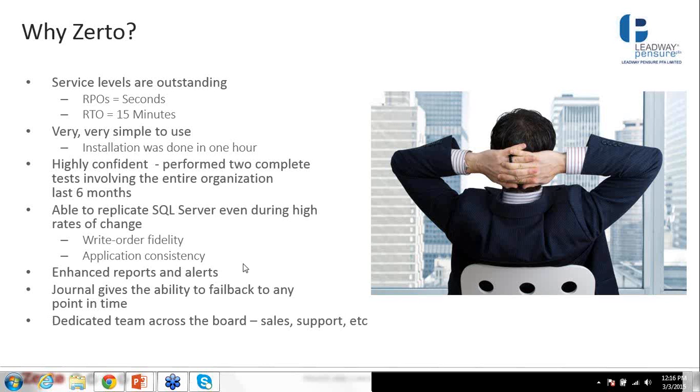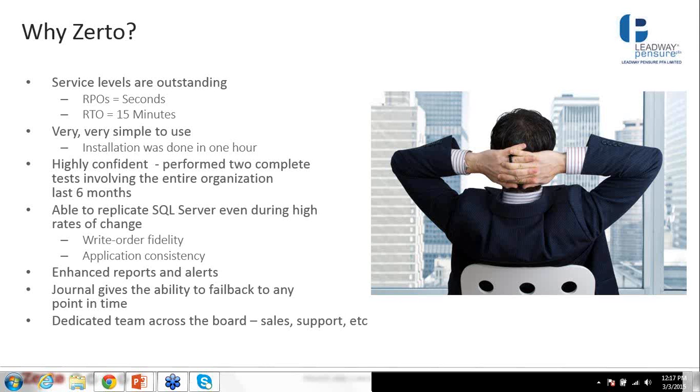Now, another factor we were looking at was reporting and alerts. And Zerto has beautiful reports. We get alerts when RPO and RTO are not achieved. If there are any lags in the system, we get email alerts, email triggers. So this gives me the confidence that yes, this is a solution that really works. There are no surprises. I know everything that's going on just by looking at my tablet and getting emails and getting reports.